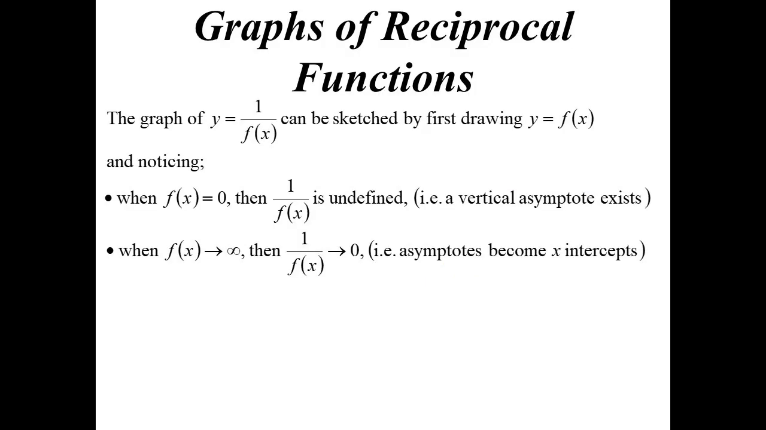When the original function approaches infinity, so its y value is getting really, really big, if we turn it upside down, it must now approach 0. In other words, the original asymptotes will become x-intercepts. So it's like the reverse of the first point. If the x-intercept became a vertical asymptote, then when we turn the vertical asymptote upside down, you get an x-intercept.